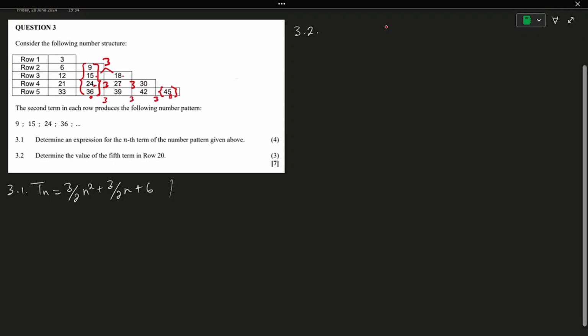In other words, if we are going to use the general formula of what we got in question 3.1, we are going to add 9 to whatever answer we get, so that we can get the fifth term of row 20.